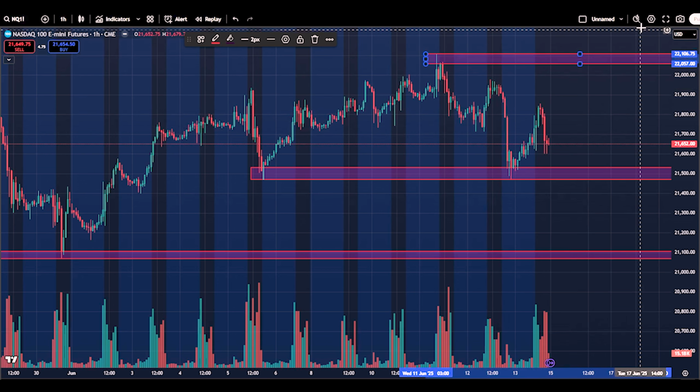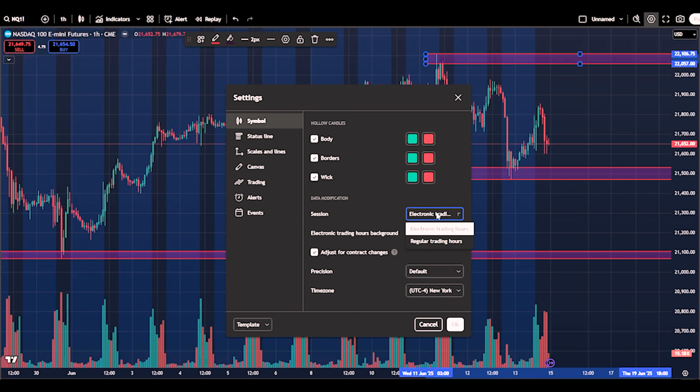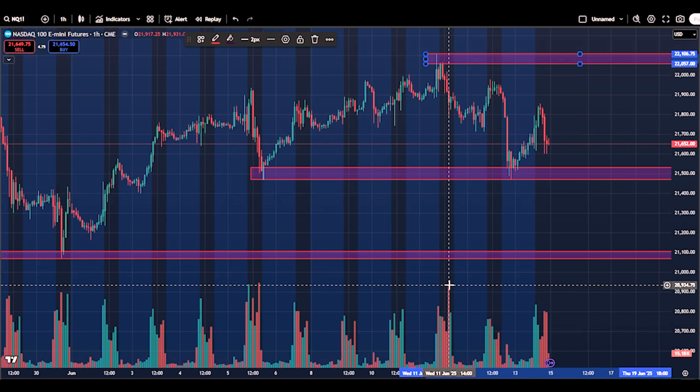So first, you want to come up here to the octagon, the settings, click symbol if it's not already showing here. You want to have adjust for contract changes on. In your session, you want electronic trading hours. Press OK. That's how I like my chart settings on NQ. And be sure you're on the NQ or the ES chart. You're not going to see that if you're looking at SPY or QQQ as far as the adjust for contract changes.